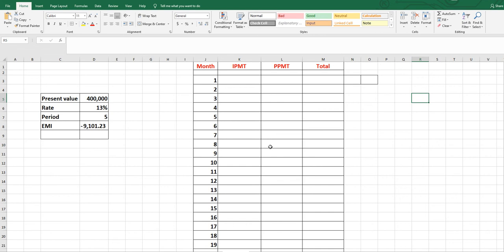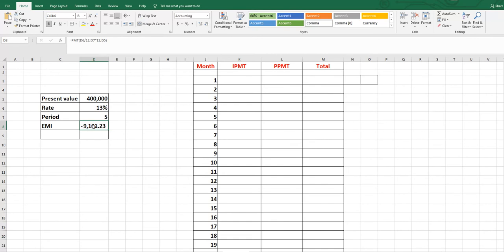In this lesson, I will explain to you how to use IPMT and PPMT formula in Microsoft Excel. So we had discussed in our last lesson that suppose here in this example, if we have a loan of 400k at the interest rate of 13% for 5 years, then you have to pay 9,101.23 per month. Definitely you know that in this figure you are paying some part of the interest as well as you are also decreasing your present value.